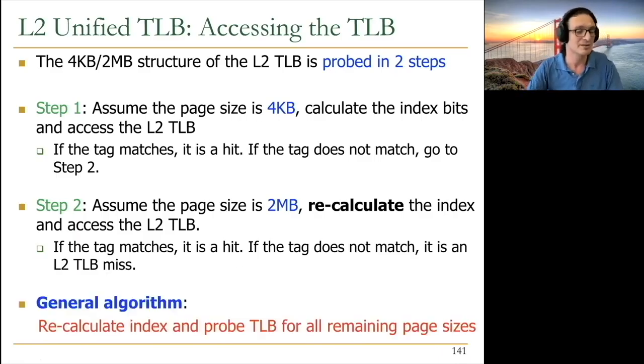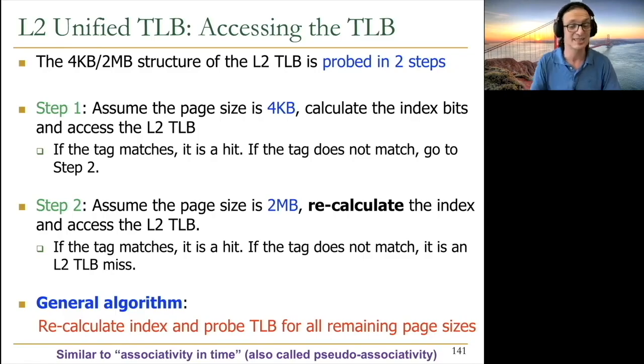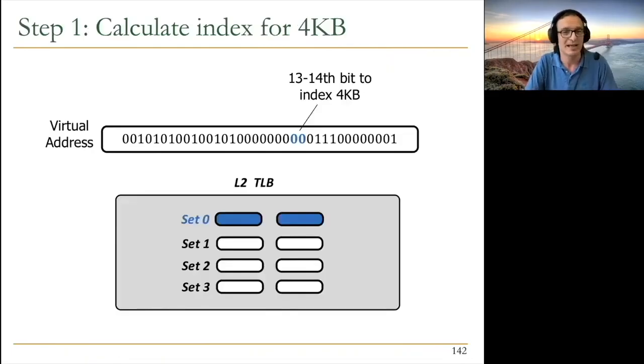The general algorithm is to recalculate the index and probe the TLB for all remaining page sizes. And we've seen this in associativity in time. If you remember the cache lectures, we said pseudo associativity. This is poor man's associative cache, if you will. We have associativity in space normally, but now we have associativity in time. We change the index and index into the cache again and again and again. And you can do it many, many times to get very high levels of associativity or support any number of page sizes. And this is the example basically.